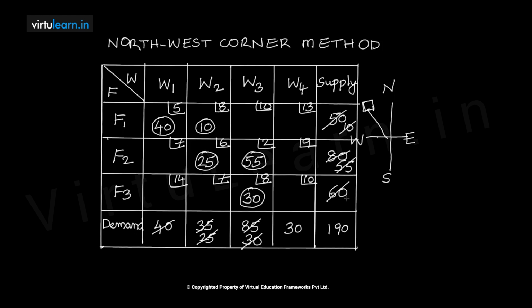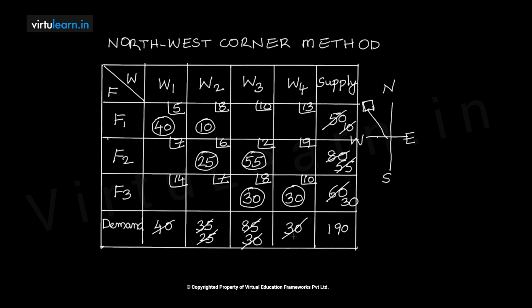Now actually out of 60, 30 were allocated, 30 are remaining. And here only one cell is available. So we will make 30 units. So all 30 units are allocated here, and these 30 units are also satisfied.